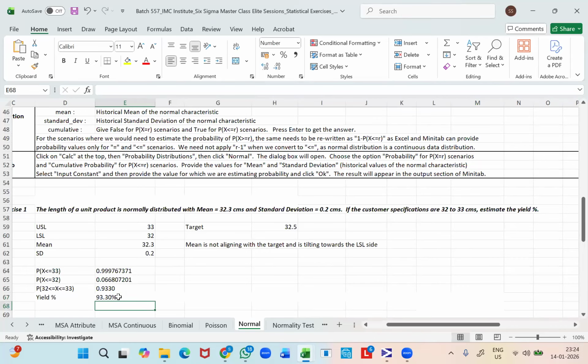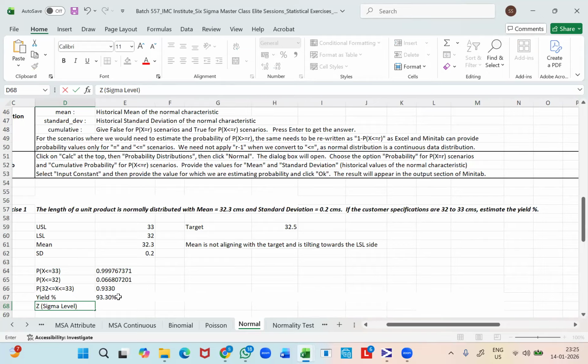So this will be 93.30%. And what will be the rough estimate of the sigma level? It is likely to be between 1 and 2, right? 1 sigma level is 68.27%. At 2 sigma level, the adherence is 95.45%. So 93.3% could be between 1 and 2 sigma level. Let me find out the actual sigma level.